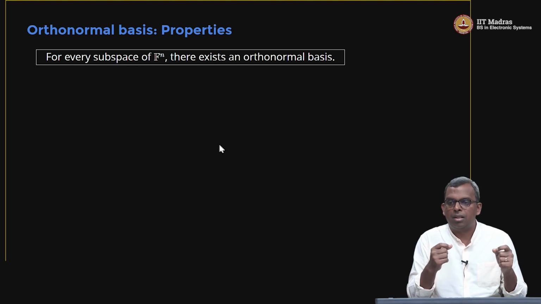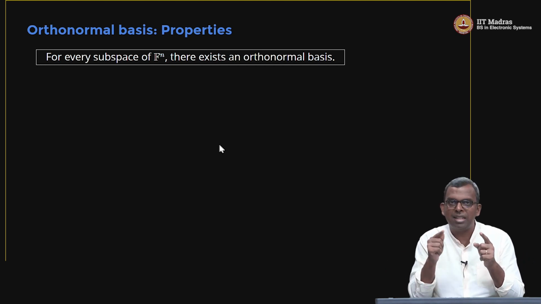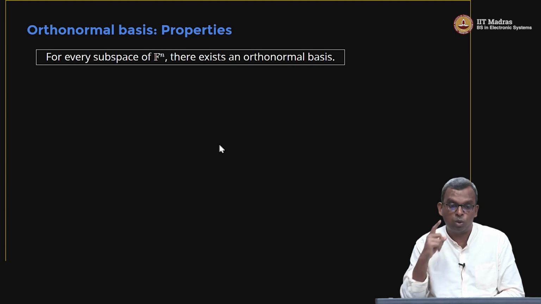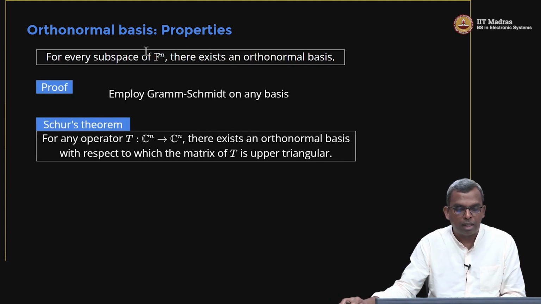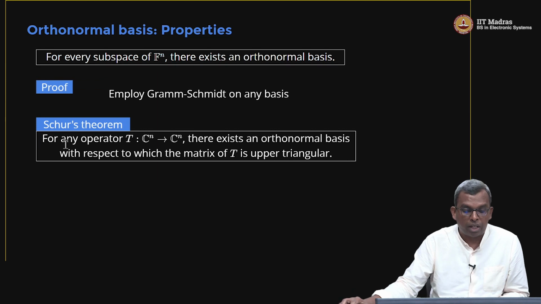Remember in the Gram-Schmidt process, in every intermediate step the span matches. Okay, so that's also a very crucial argument. So, the proof here is very easy, and the fact that the span matches in every intermediate step gives you what's called Schur's theorem. Schur's theorem is very nice. It says for any operator T from Cn to Cn, the complex is important here, there exists an orthonormal basis with respect to which the matrix of T is upper triangular.